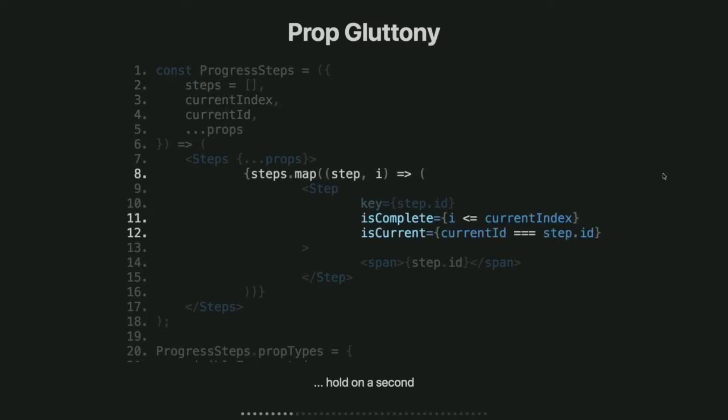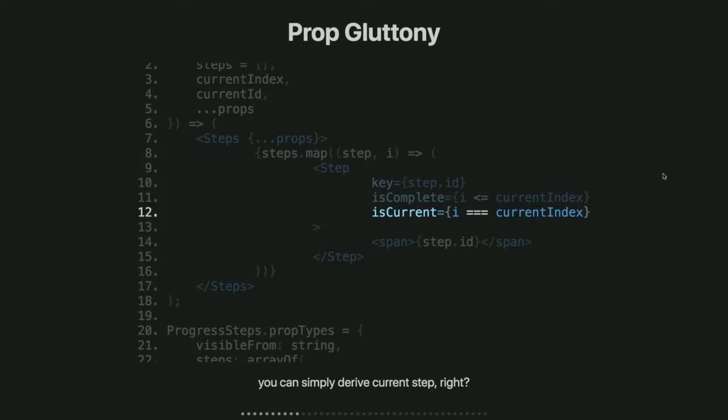Let's look at how those props are used. So we go steps.map, so iterate over the steps that you were provided. And for each step, render a step component. But each step component needs to decide 2 things. 1, whether the step is completed, and that's an easy check. It just goes i less than or equal to current index, right?